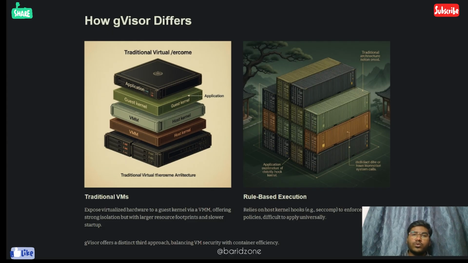It does not use VM virtual hardware. It does not expose the host kernel directly. It acts as a user space kernel. This gives gVisor VM-like security with container-level efficiency.